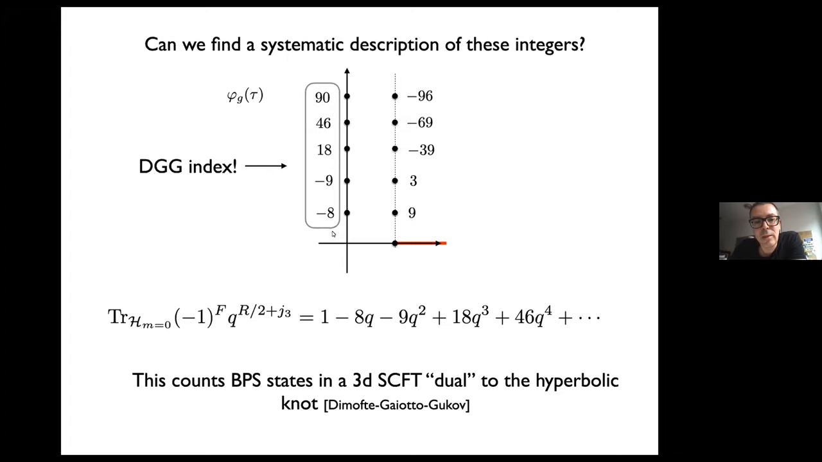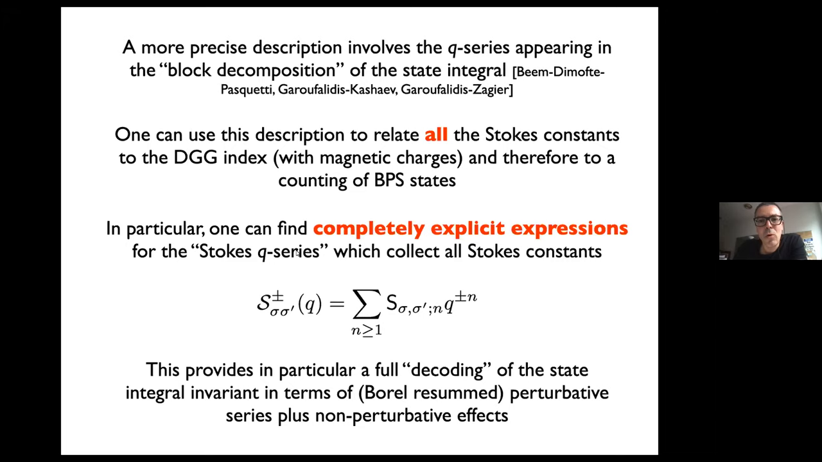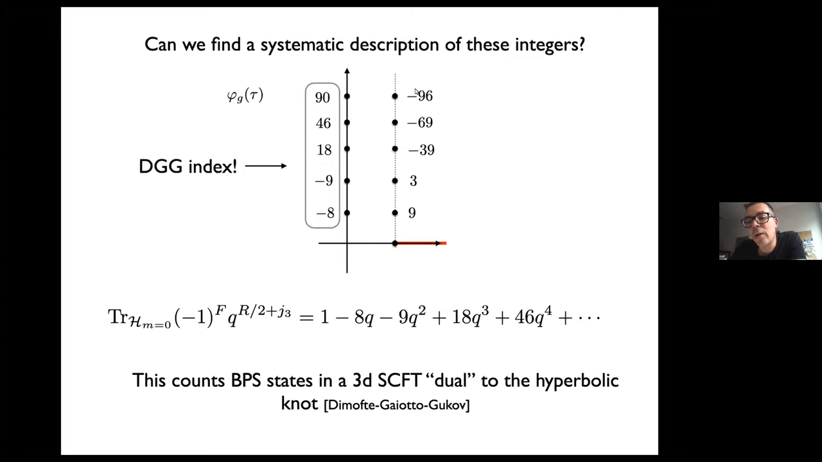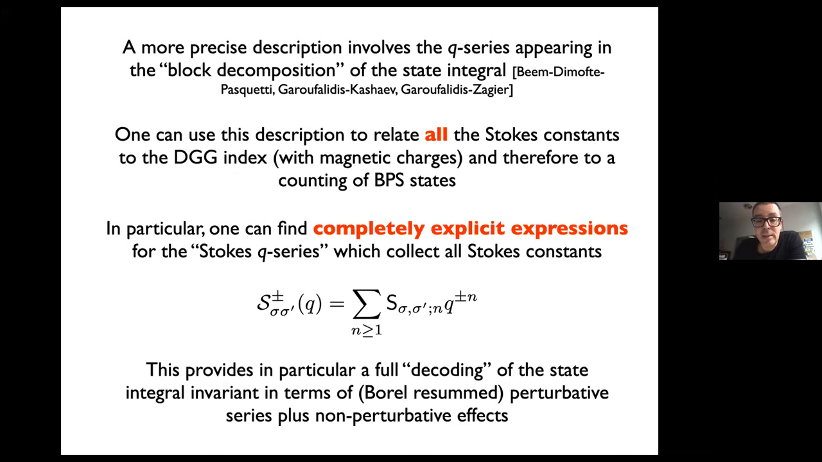For those of you who are familiar with this, this tower corresponds to the case in which the magnetic charges are zero. Now, after looking at this even more carefully, we realized that actually all the Stokes constants can be related to the DGG index once you include magnetic charges. So the first tower here corresponds to the case of magnetic charge equal to zero, but the other towers can be recovered when you turn on a non-trivial magnetic charge. So all these Stokes constants can eventually be related to this DGG index. And essentially, you can see that these integer numbers, by using this connection to 3D superconformal field theory, are actually counting BPS states.